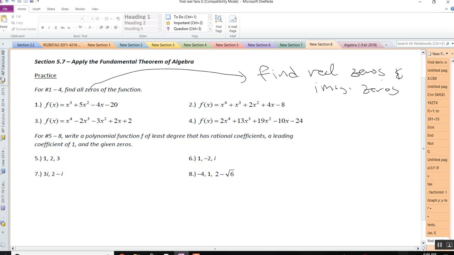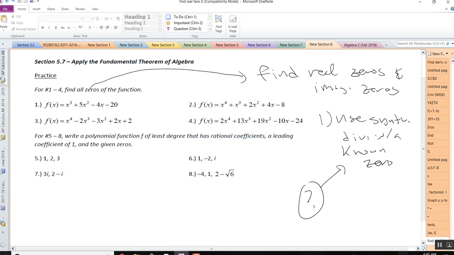So my expectation is for you to use synthetic division with a known zero. Here's the dilemma, and I can see why you guys are confused. What is a known zero? You don't know what it is, right? So the second step actually should be the first step.